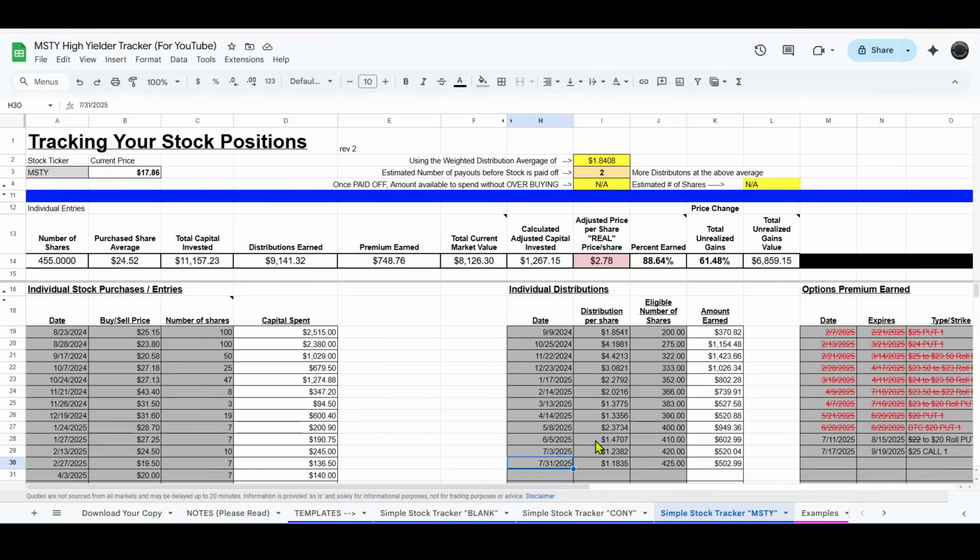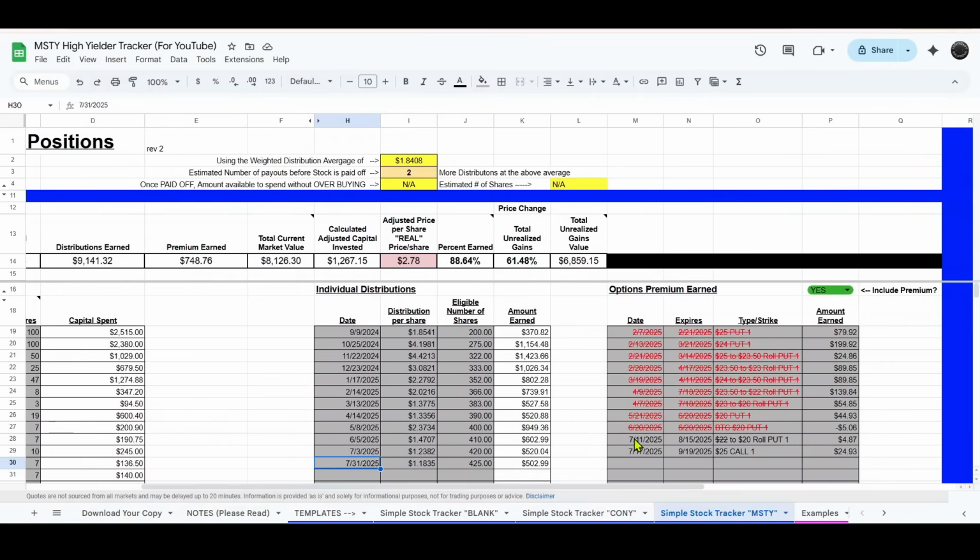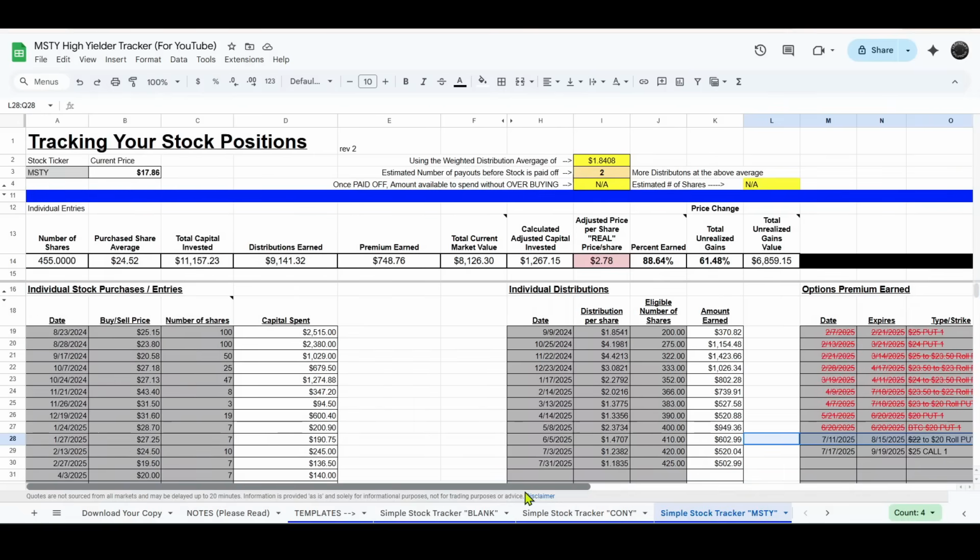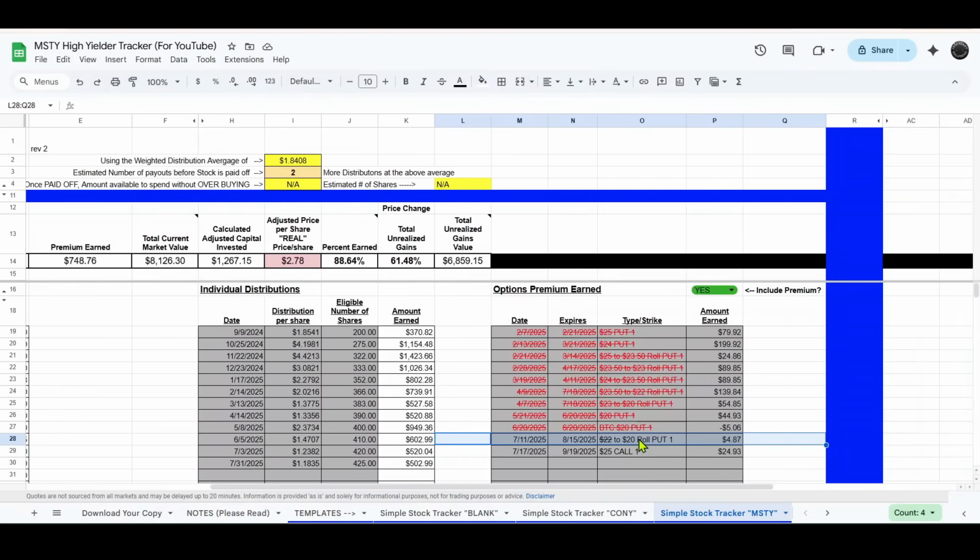And the last thing that I made a change on is my options trade here. As you can see, this one right here is showing a $20 put that I had open that would expire on August 15th, which was this past Friday. Now, since MSTY was under that $20 mark, and we can see right over here the current price, the closing price for Friday of $17.86, it was definitely below that $20 mark.